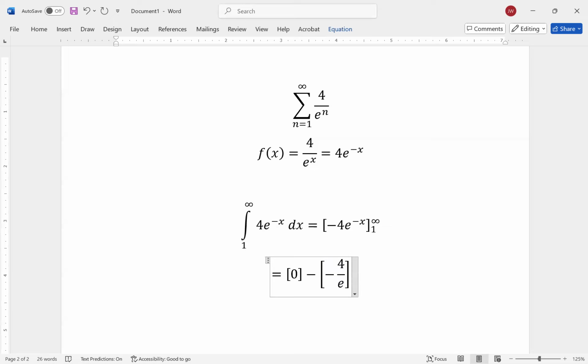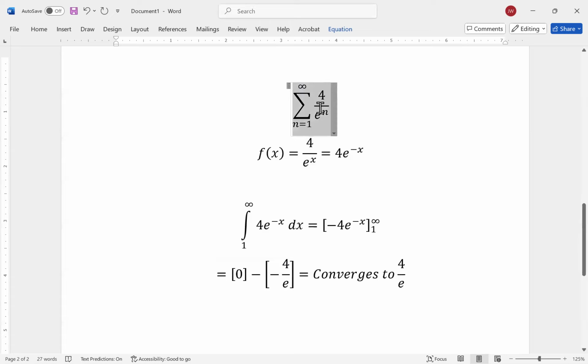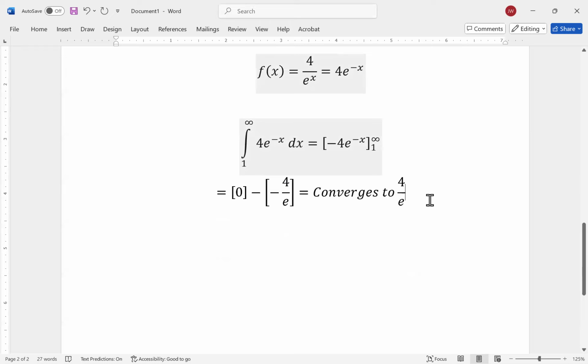So when we plug in infinity, we get 0 minus -4 over e. So that means this integral converges to 4 over e. Because of the integral test, that means this infinite series also converges.